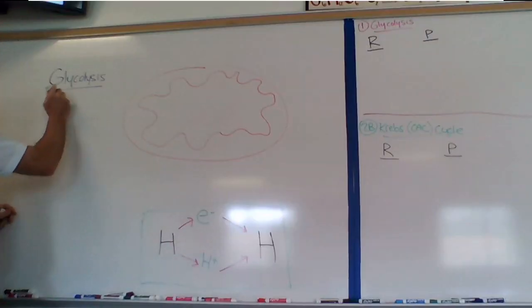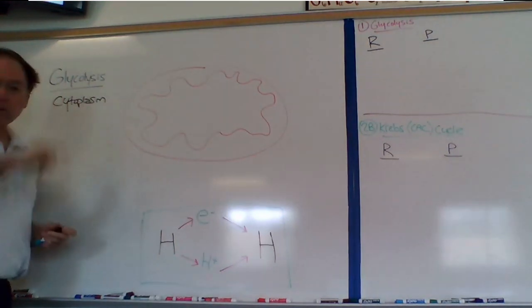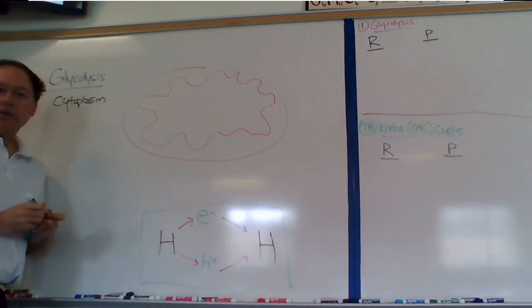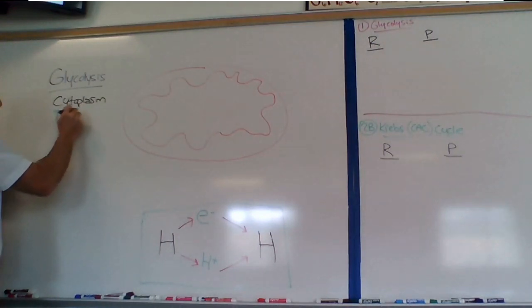So where does it happen? It happens in the cytoplasm. Remember, the cytoplasm is a solution that surrounds all these organelles within the interior of a cell. We've got no oxygen necessary.